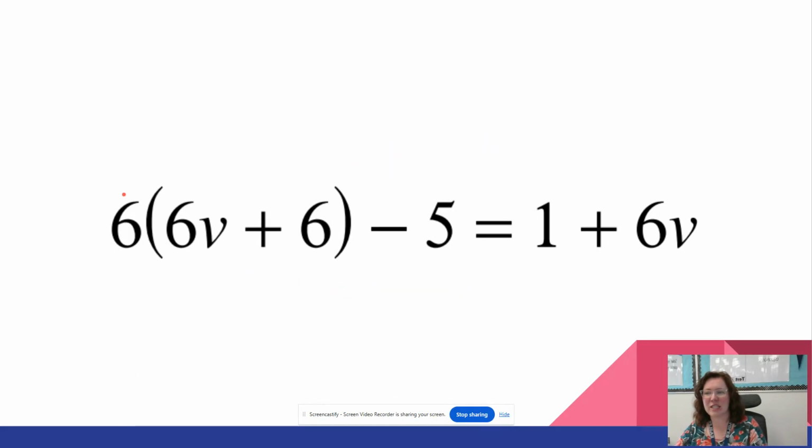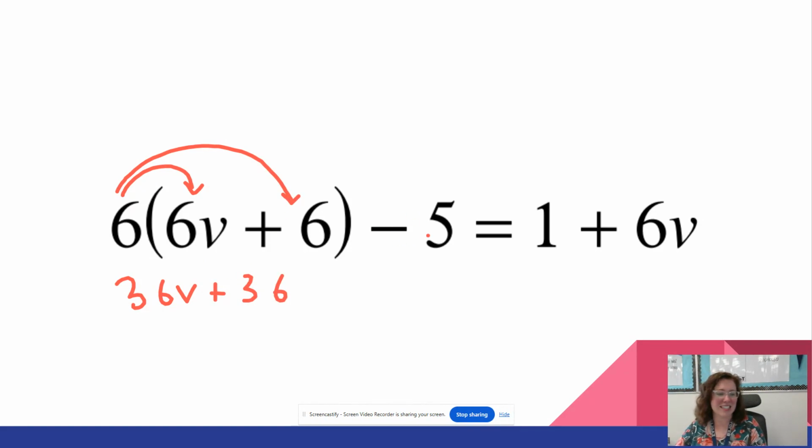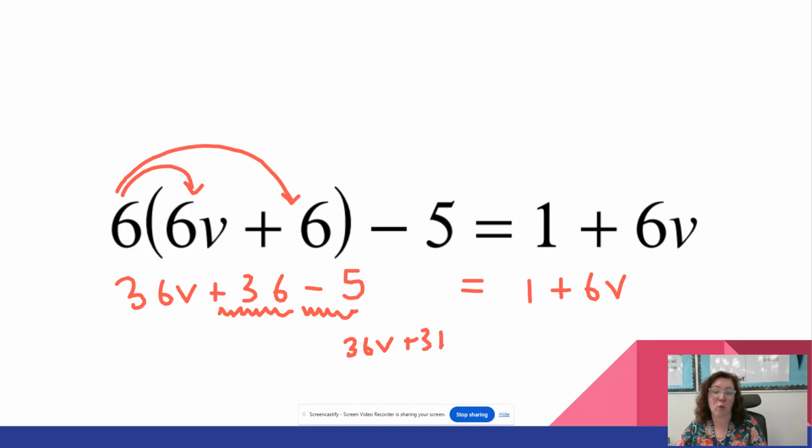Whoa, okay, we're going to distribute. 6 times 6v is 36v. And then 6 times a plus 6 is plus 36. Then this minus 5 is not in the parentheses, so I don't multiply 6 times 5, I just leave it as a minus 5. Equals 1 plus 6v. Now let's combine some like terms. I can combine a positive 36 minus 5. So now I have 36v plus 31 equals 1 plus 6v.